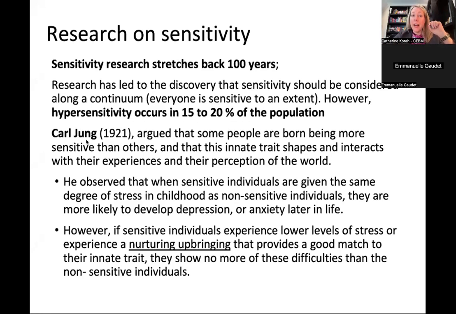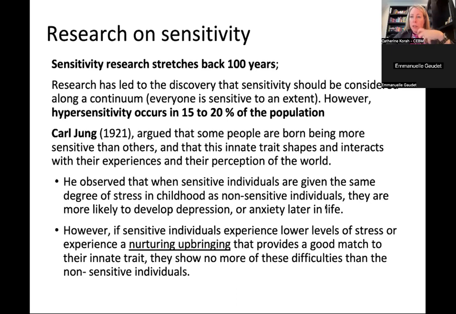Carl Jung is one of the initial theorists that argued that some people are born being more sensitive than others, and that it is innate. So it's not something that is taught, it is something that we're born with. And those traits shape and interact with the experience and help the perception of that person within their world. He observed that when sensitive individuals are given the same degree of stress, especially in childhood, as a non-sensitive individual, they are more likely to develop depression or anxiety later in their life.